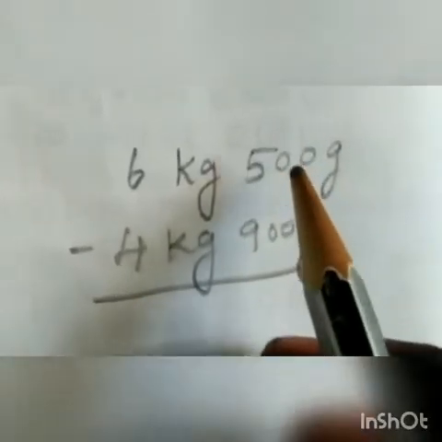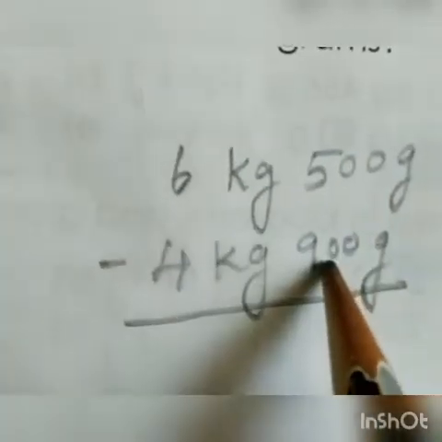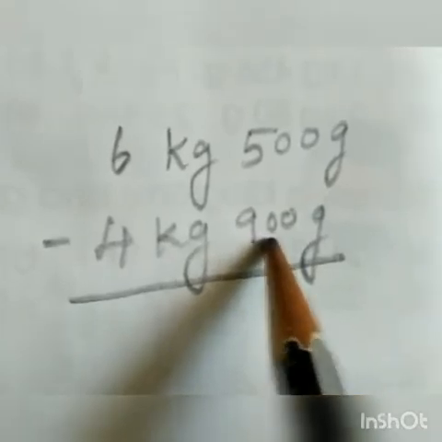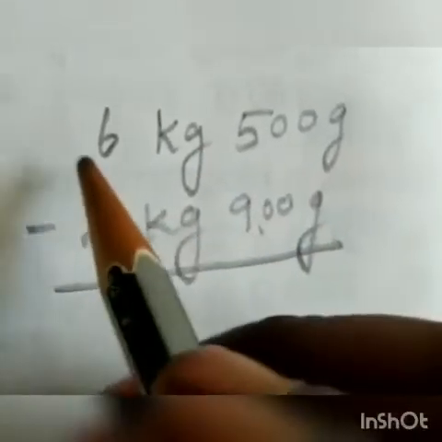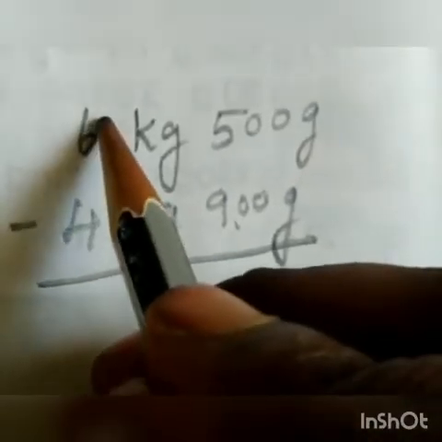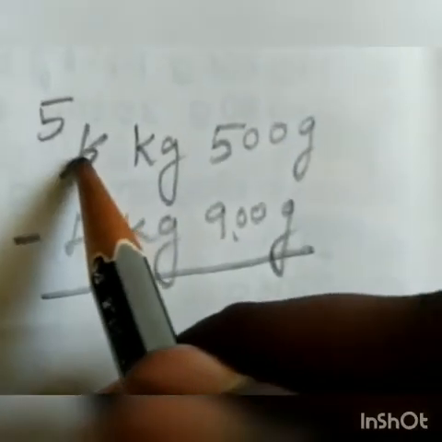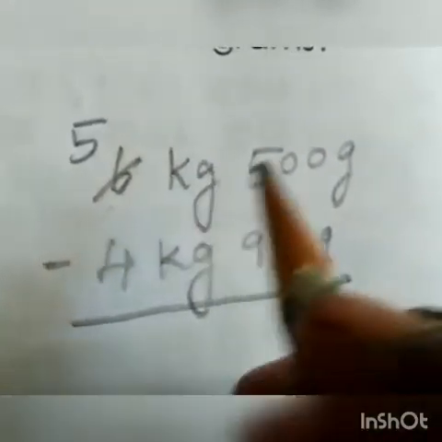Here we have to start subtracting the values from gram. 500 minus 900, we cannot do the subtraction, because 500 is smaller than 900. So what do we have to do? We have to borrow from kg. So give 1 kg to gram. So we will get 5 kg after giving 1 kg to gram.